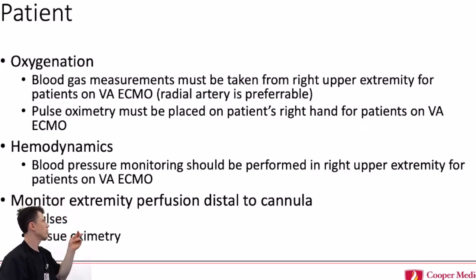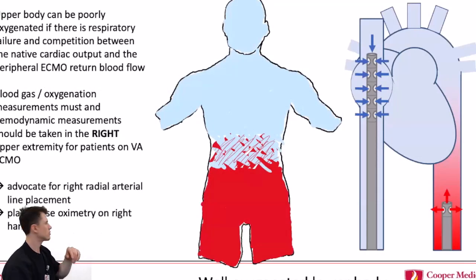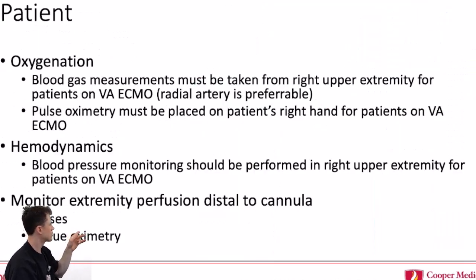The same thing for pulse oximetry, we want to place it on the patient's right hand. For hemodynamics, we again want to monitor our blood pressure in the right upper extremity if we can for patients on peripheral VA ECMO. And then we want to monitor our extremity perfusion, the distal cannula. We talked about pulses, which we may not have, but we should have a mean arterial pressure by Doppler, and then tissue oximetry. So that's that foresight.